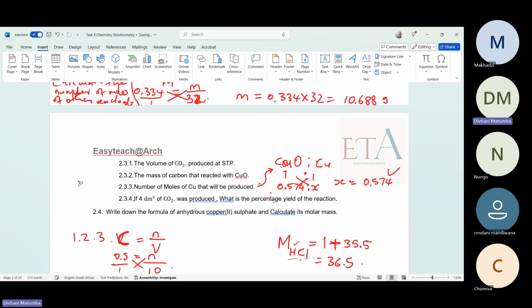Now, if 4 decimeter cube of carbon dioxide was produced, what is the percentage yield of the reaction?